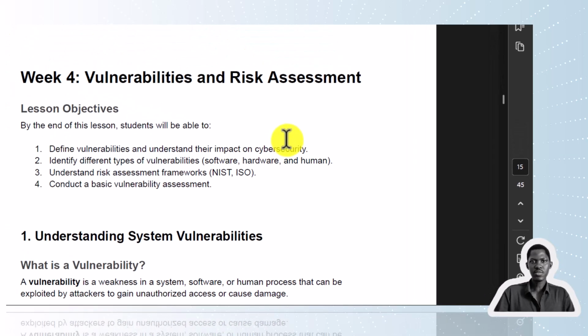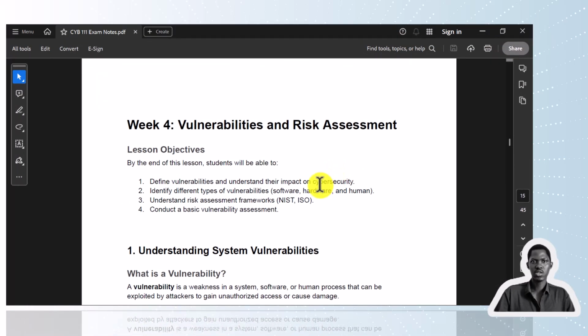All right. So today we'll be talking about vulnerabilities and risk assessment. The objectives of this particular lesson are to be able to define what vulnerabilities are, understand their impact on the cybersecurity landscape, identify different types of vulnerabilities that we have, understand risk assessment frameworks, and conduct a basic vulnerability assessment. So you should be able to conduct a basic vulnerability assessment after this lesson. So let's get into it.